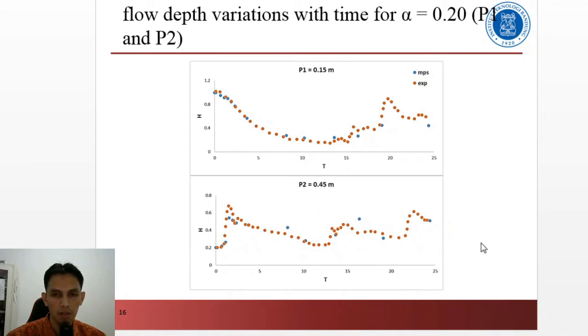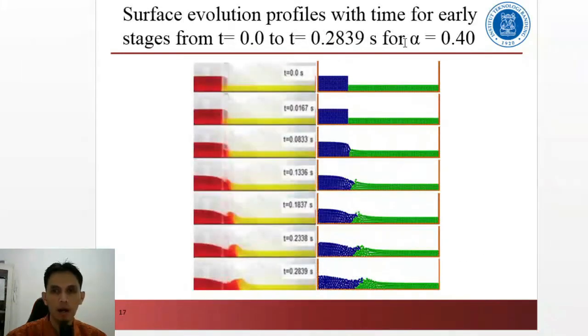similar or good agreement. As for alpha 0.4, meaning that we have more water in the downstream, it shows more resistant force against the water in the reservoir. But still, we can find the formation of the wave with slower velocity, a smaller value of velocity. So you can see here, the MPS can still produce the same result. However, it underestimates once again the formation of the waves.